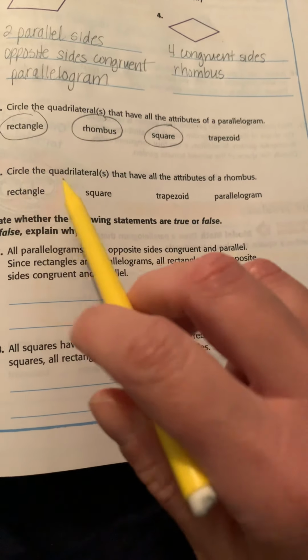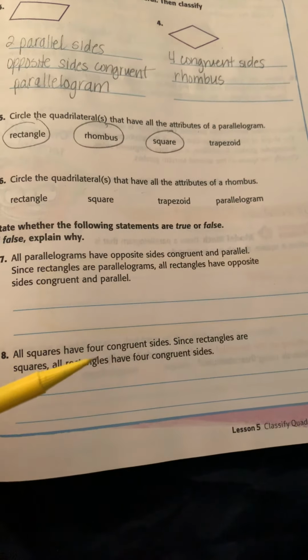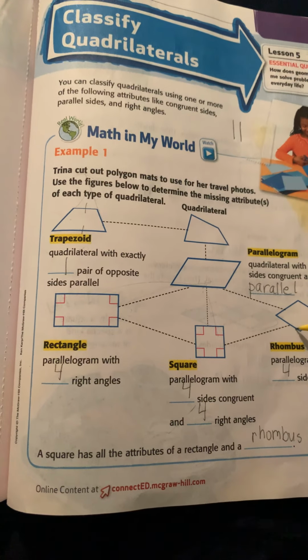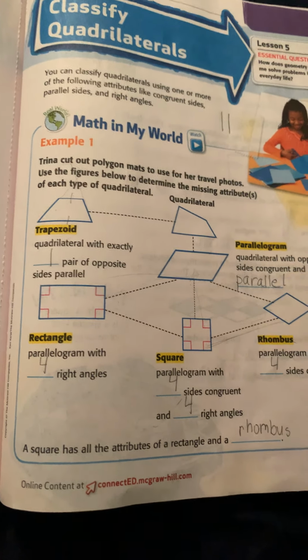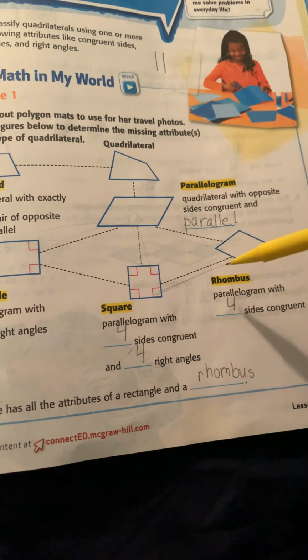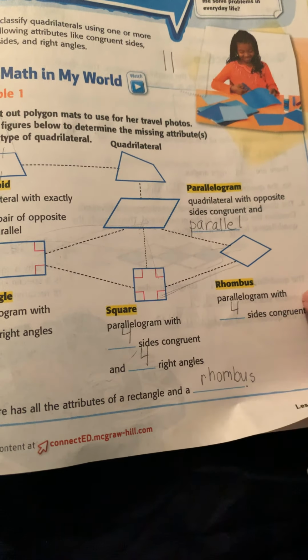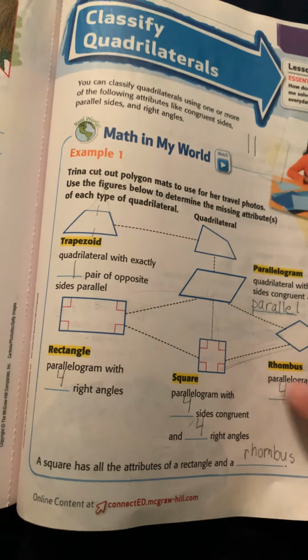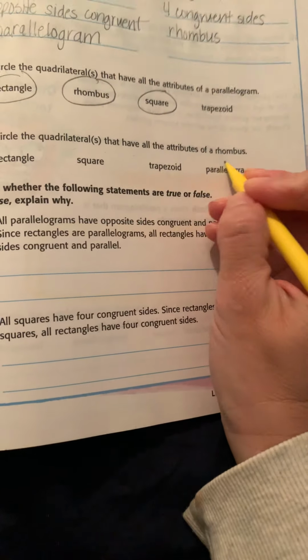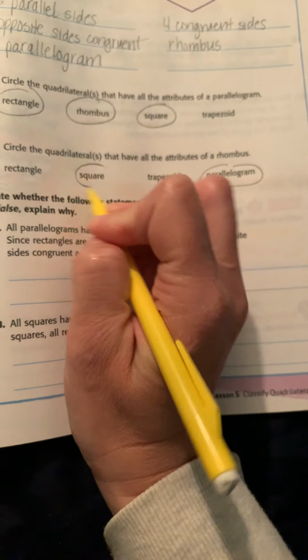The next one says circle all the quadrilaterals that have all the attributes of a rhombus. So rhombuses are connected only to squares. They are not with rectangles, you can see. So the only thing that is a rhombus is a parallelogram. It's a type of parallelogram, but it's a square. So we can circle parallelogram and we can circle squares.